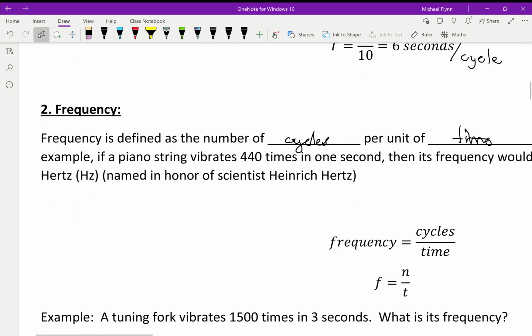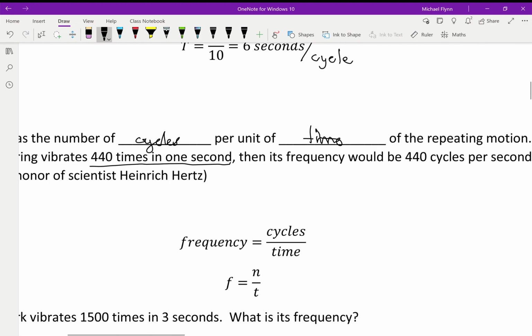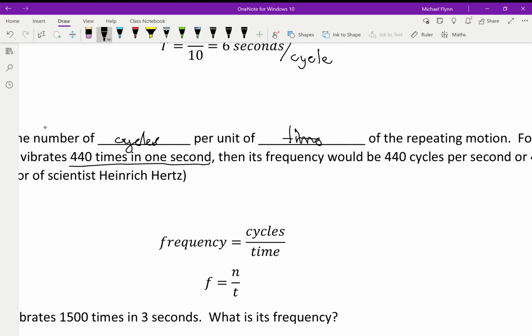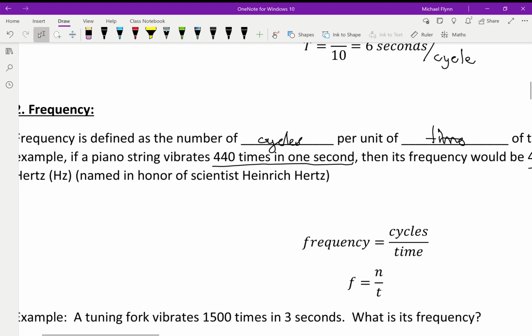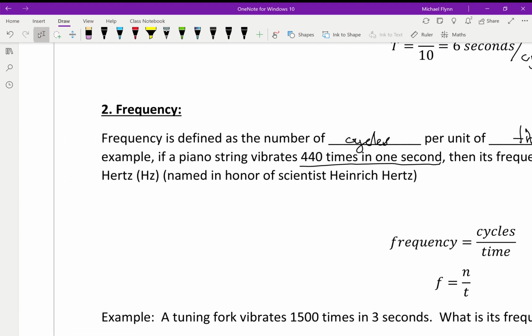So, for example, let's say a piano string vibrates 440 times in 1 second, and that is A2 on the keyboard, so it's an A. Its frequency would be 440 cycles per second. Now we have a special unit for cycles per second, named after a scientist called Heinrich Hertz.